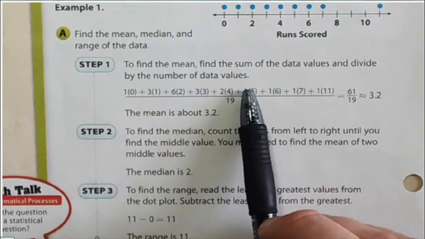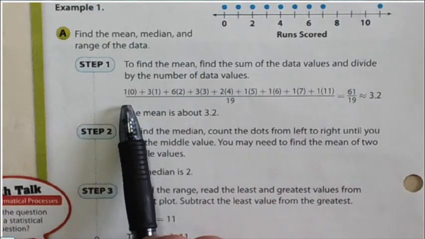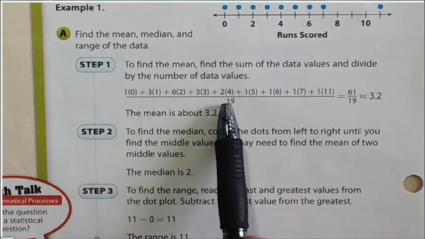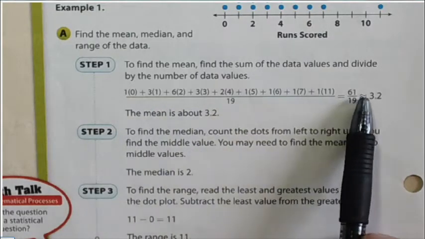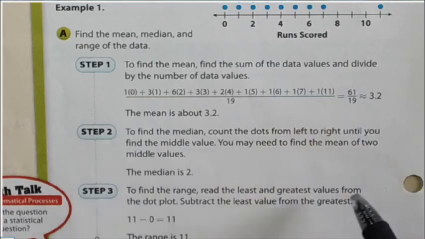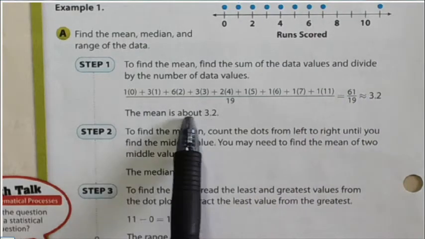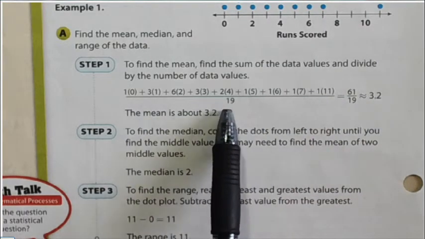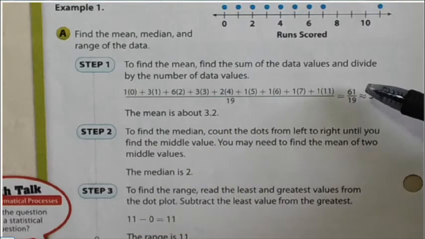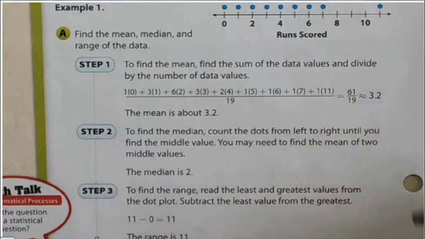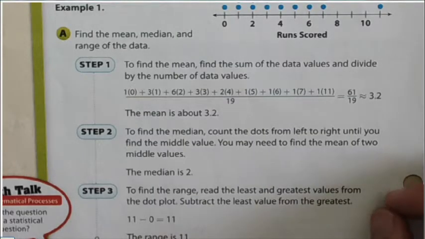So basically what we've done is we found the sum. We added up all the number of runs scored, and we found they scored 61 runs. That's our sum. And then we're going to divide it by 19, which is the number of data values that we have. So when we divide 61 by 19, we get 3.2, which is the mean, or the average, of how many runs scored by this team. Step 2 says to find the median.